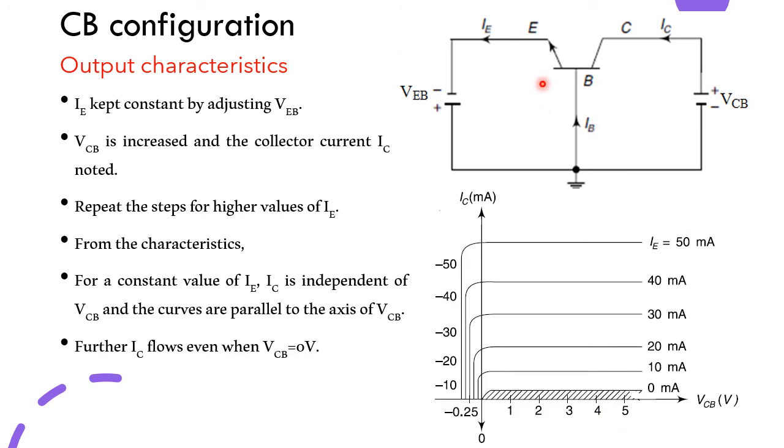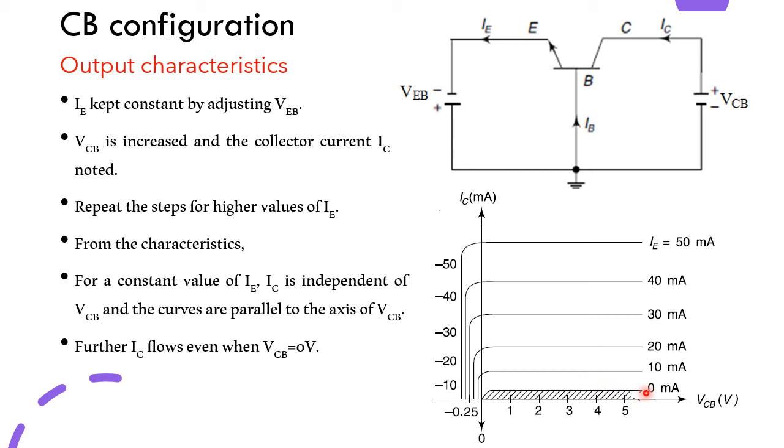Next, output characteristics. The same circuit diagram is drawn here. Here the output terminal is the collector. So the output characteristics is drawn between VCB versus the collector current IC, by keeping the current IE constant. So keep IE constant by varying VEB, just keep it at one value, and by varying VCB, IC flows.